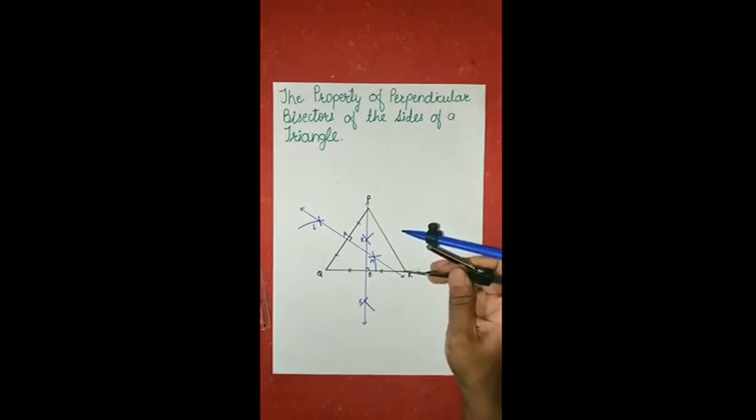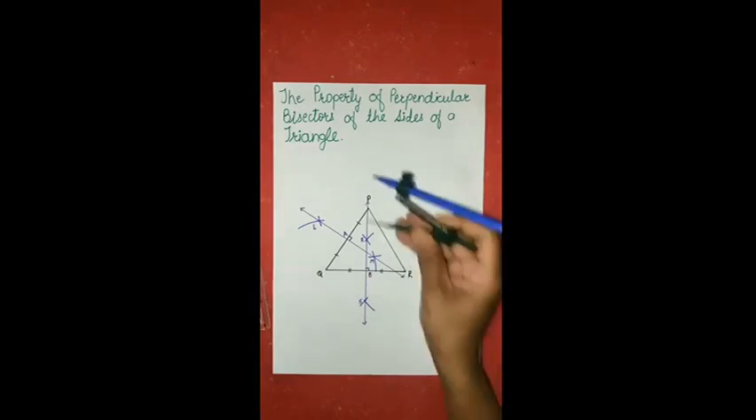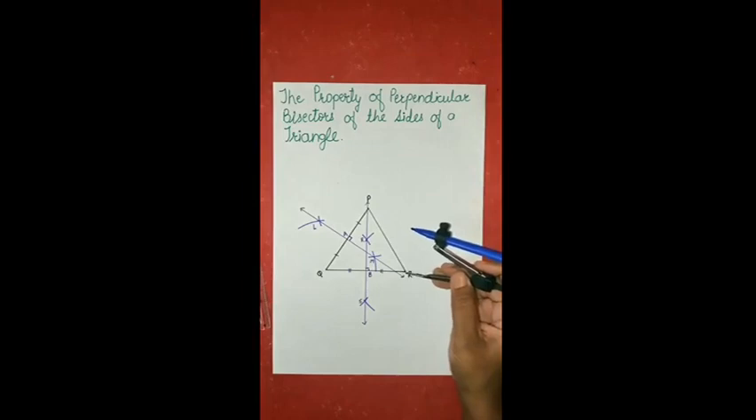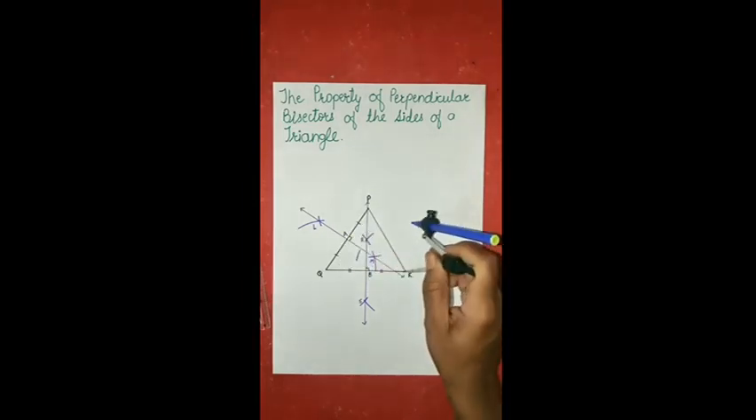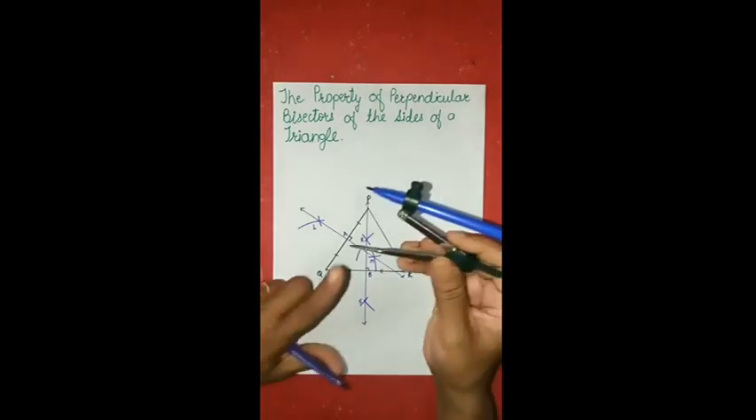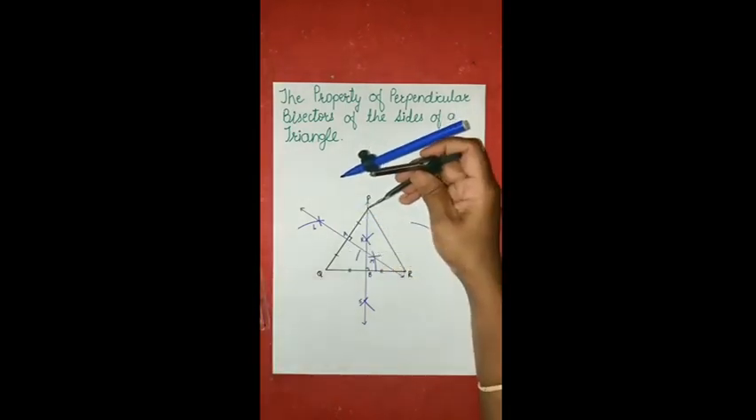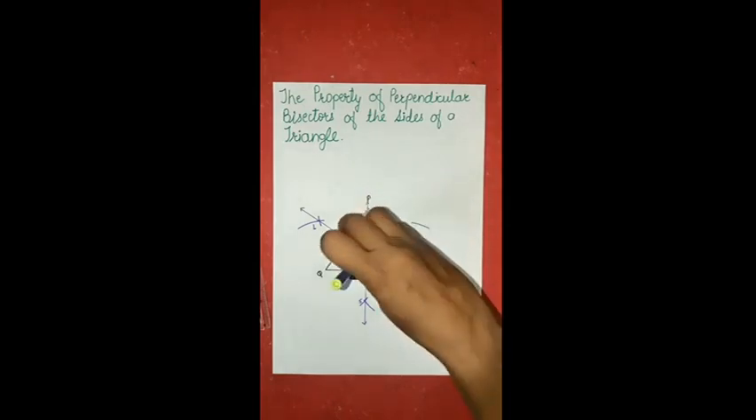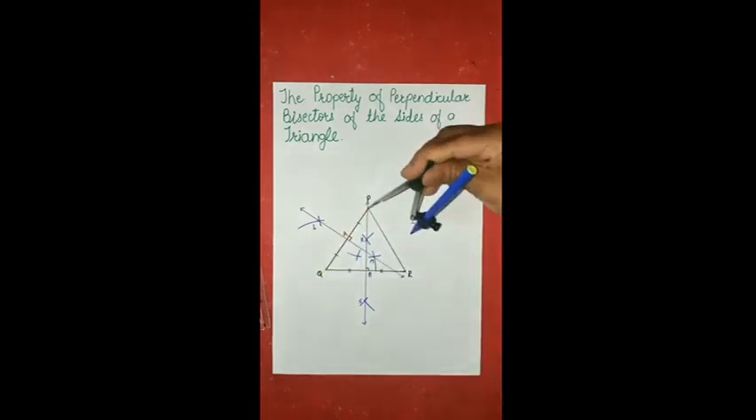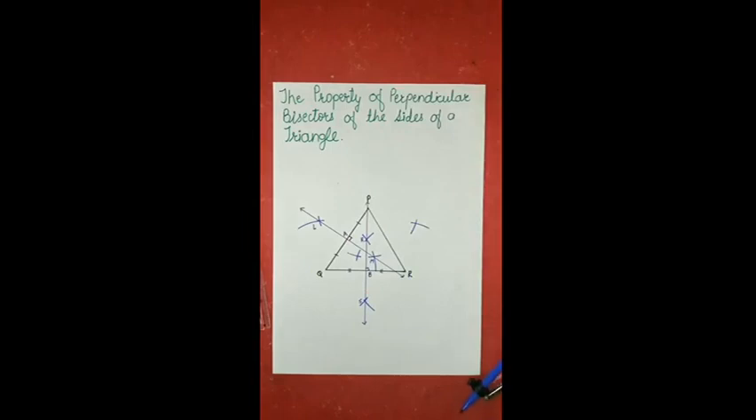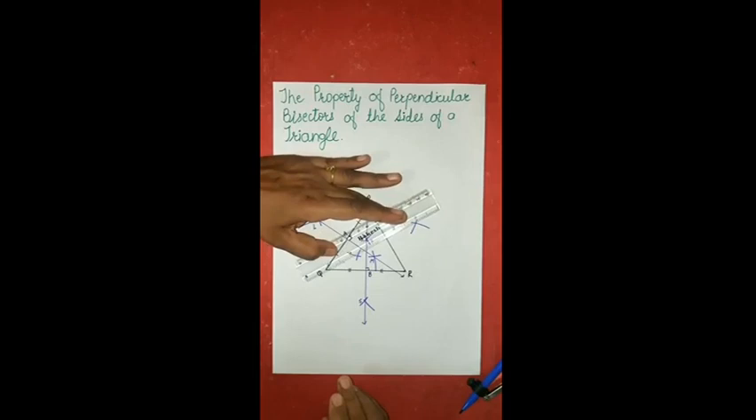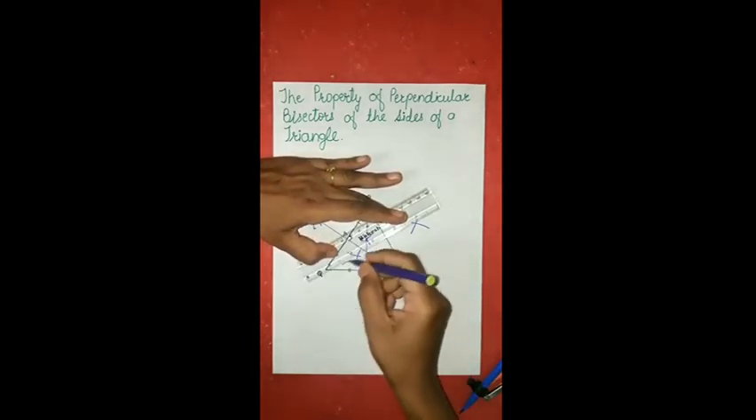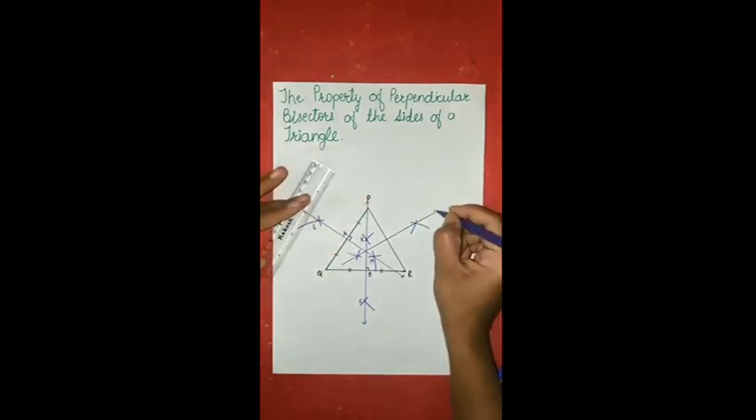So for that we have to draw arcs on both the sides of segment PR. We will put the compass on vertex R. Give an arc on this side, another on this side. Without changing the measure, put the needle end on vertex P. Give the arc on both the sides of the segment. Now join them using the ruler. Draw the line like this. Give the arrows.